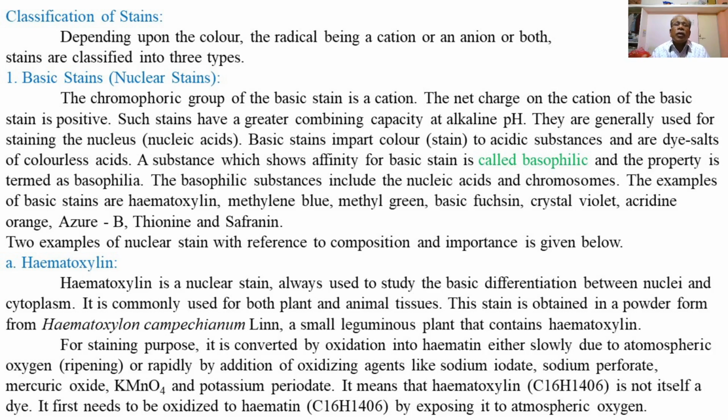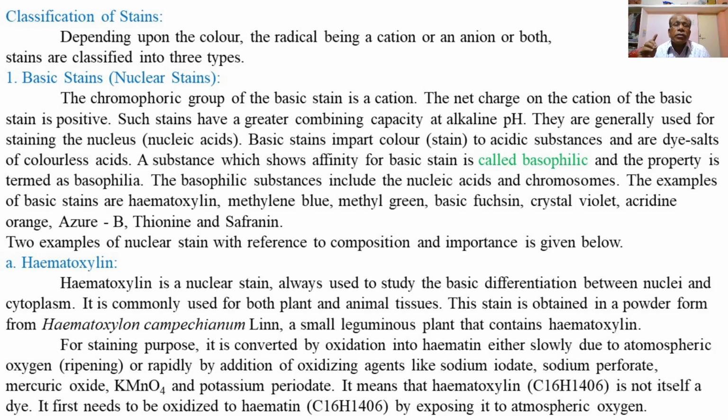So the chromophoric group of the basic stain is a cation, and the net charge on the cation of the basic stain is positive, and thus they have affinity for, and can combine with, the materials with a negative charge. We'll explain two examples of the nuclear stain with reference to their composition and importance. The first one is hematoxylin. So hematoxylin is a nuclear stain.